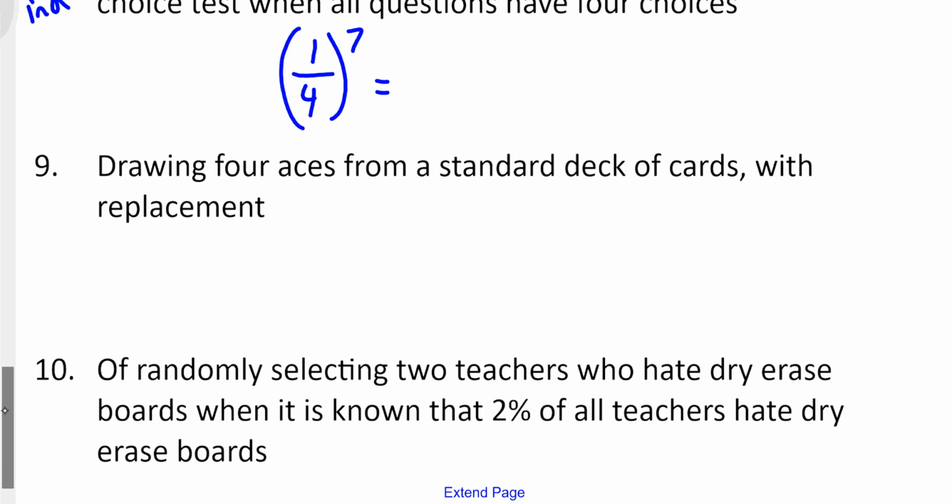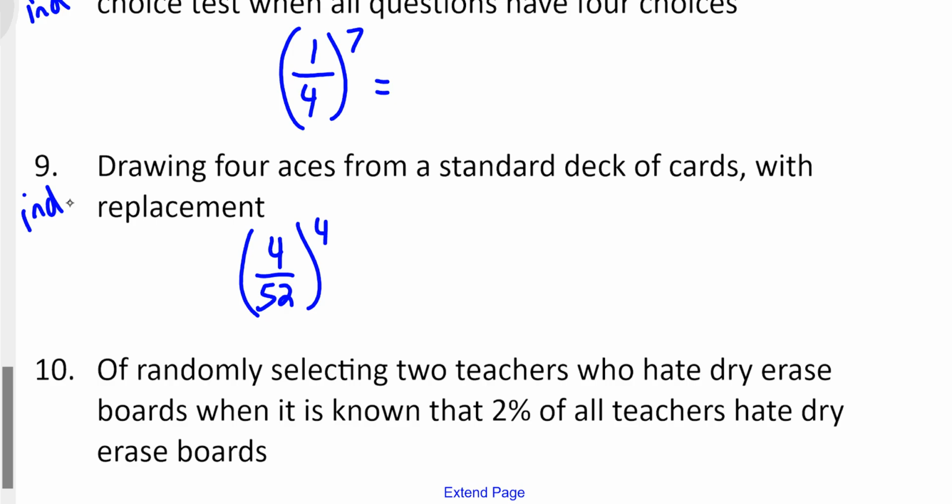We've got 2 left. Drawing 4 aces from a standard deck of cards with replacement. So putting it back. So you have a 4 in 52 chance, and you put it back. If you get it, you want to do that 4 times in a row, you're going to just do that to the 4th power. Or multiply 4 52nds times itself multiple times. Again, that's independent. We are replacing them.